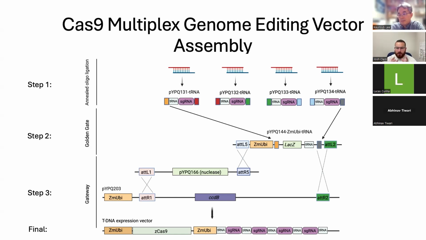That's specifically for Arabidopsis. Driving Cas12a in a monocot, I would just use probably something like a maize ubiquitin promoter, which is what we do.